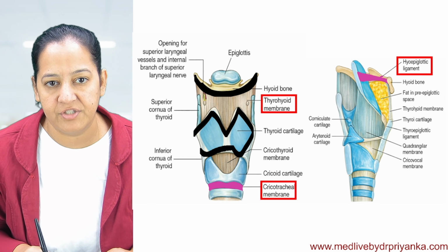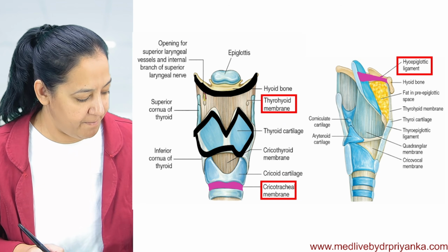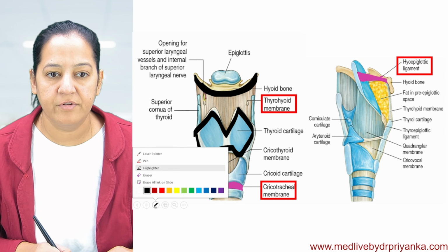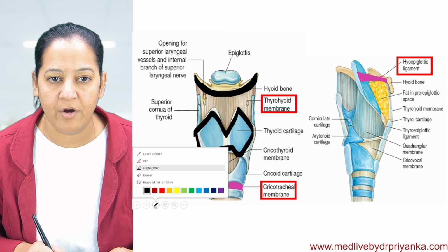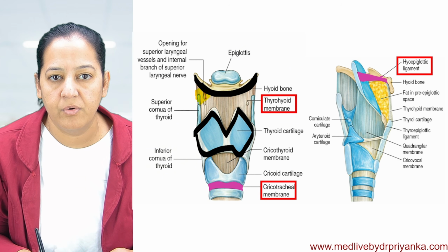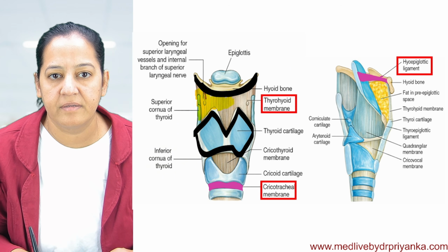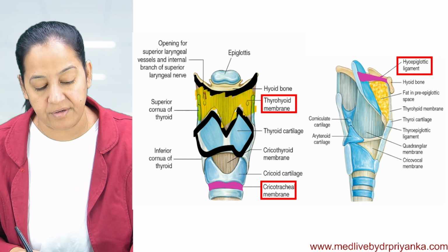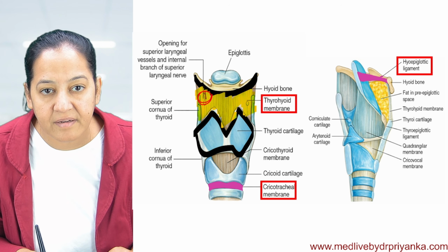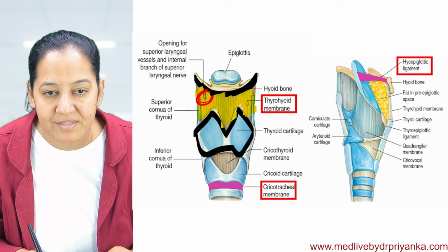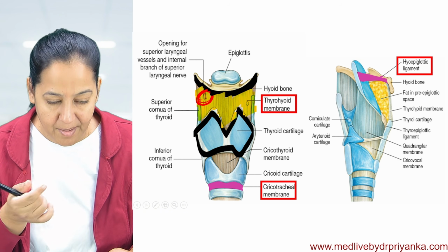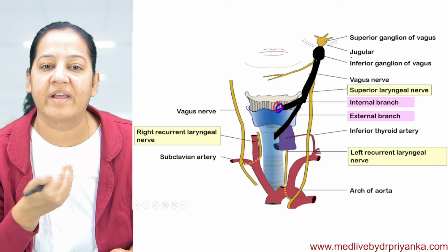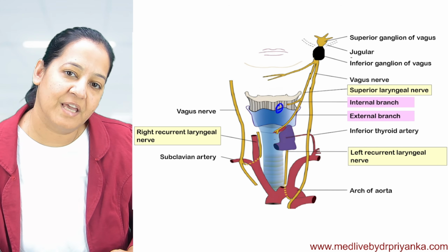Can you tell me the membrane connecting the two? Thyrohyoid membrane. I taught you that. This is pierced by the internal laryngeal nerve. See, by piercing this membrane, the internal branch is entering the larynx. So you can appreciate the same over here.